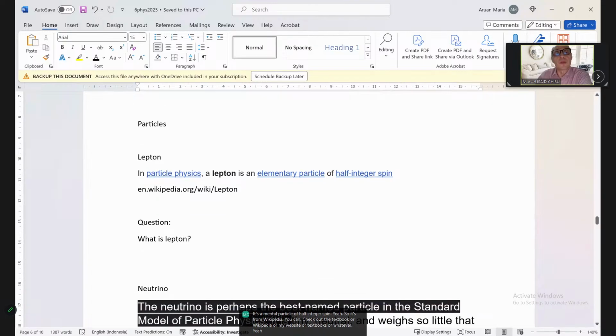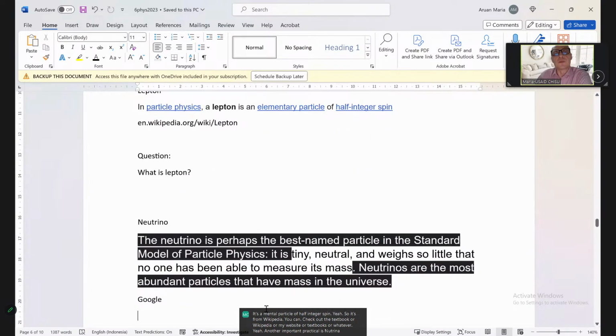Another important particle is the neutrino. It's perhaps the best named particle in the standard model of particle physics. It is tiny, neutral, and weighs so little that no one has been able to measure its mass. Neutrinos are the most abundant particles that have mass in the universe. So neutrinos do have mass, right? We know that, for example, a photon has no mass, whereas a neutrino does have mass, but very, very small mass.